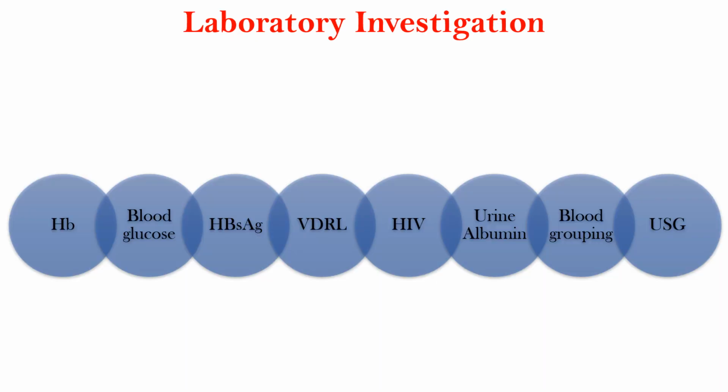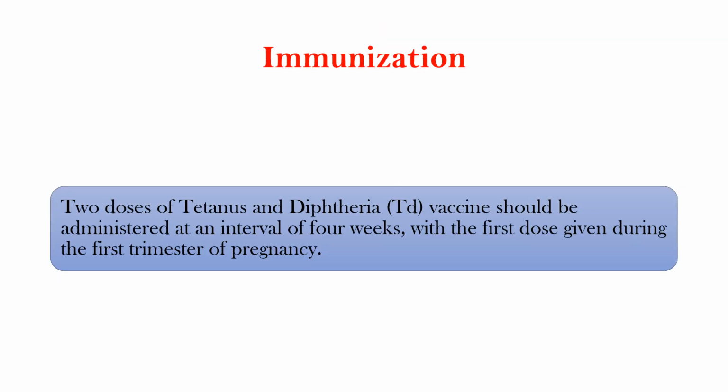Okay, so in lab investigation, these are the lab investigations that we need to do. First, hemoglobin, blood glucose. Blood glucose, we do both random and OGTT, oral glucose tolerance test. Hepatitis B, VDRL, which is syphilis, HIV, urine albumin, blood grouping, and USG. These are the lab tests that we need to do.